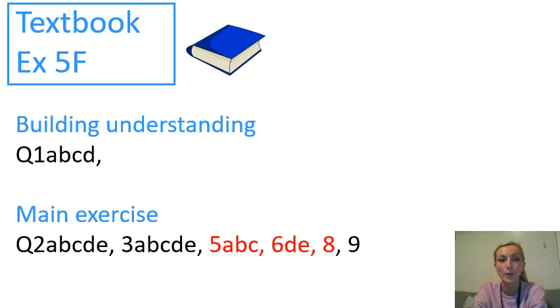These are the textbook questions I would like you to do from exercise 5F. A few building understanding, which they're at the start of the exercise, and then if you scroll down you'll reach the main exercise where I want you to do those set questions. I've highlighted in red ones that are a bit more difficult, and I'm kind of okay if you skip them.